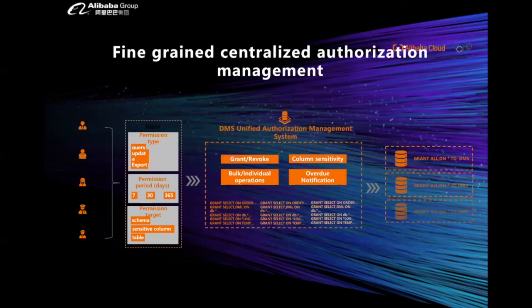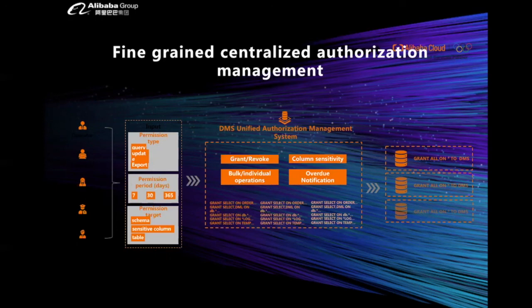So this is one example of a fine-grained, centralized authorization policy management, right? So from a user perspective, I have a set of roles, maybe testers and developers and operators and admin people and business people. And then different people are supposed to have different types of permissions to either query the data or to update a table or import and export. And then you can configure a permission period for a couple of days, for 7 days or 30 days or a full year. And you can also choose a permission target.